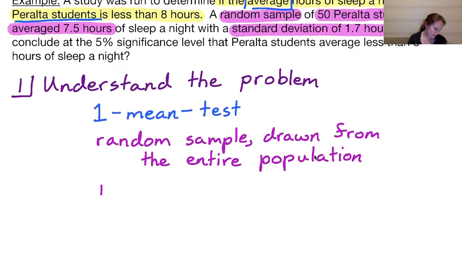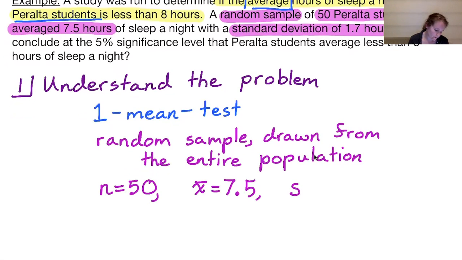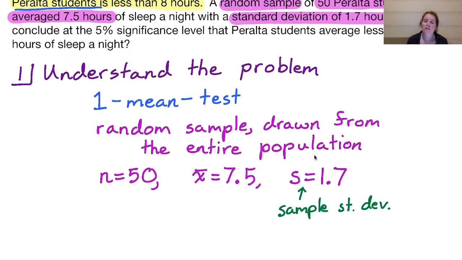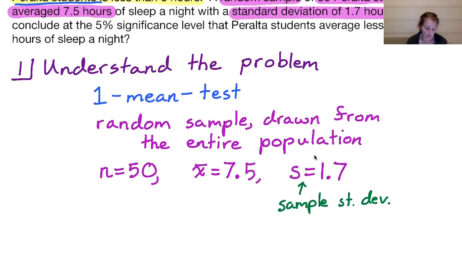50 Peralta students is our sample size, so n equals 50. The average is our sample average, so x bar is 7.5. And the standard deviation is the sample's standard deviation. So we use S for sample standard deviation. So S is 1.7. So again, this is sample standard deviation. We don't know the population standard deviation. So this is when we use the t distribution.